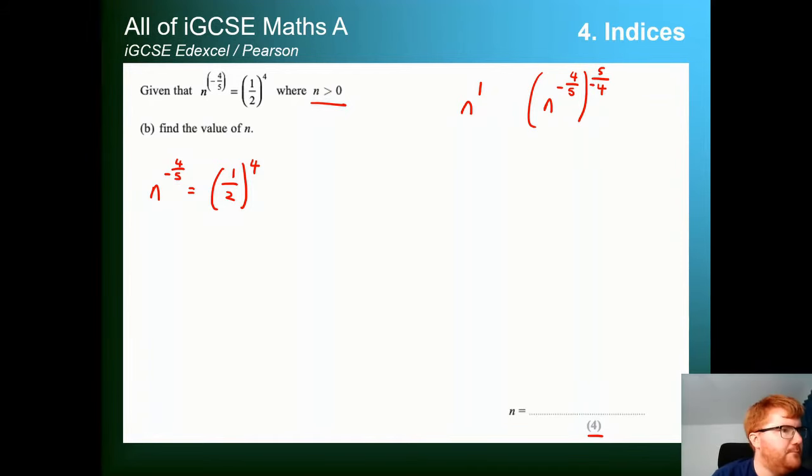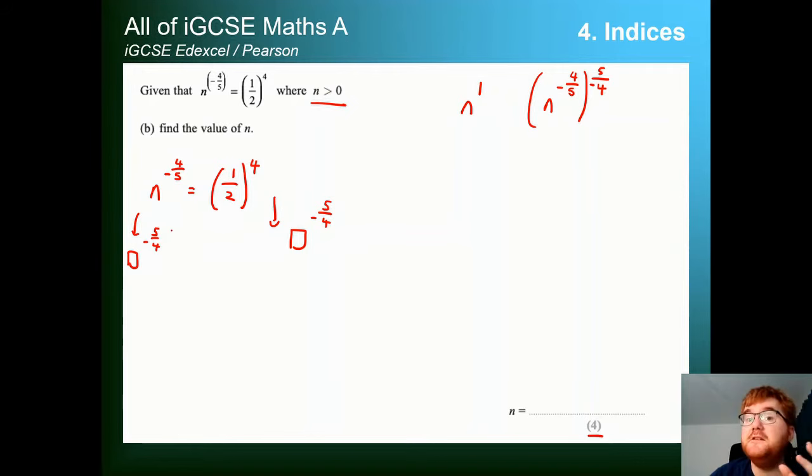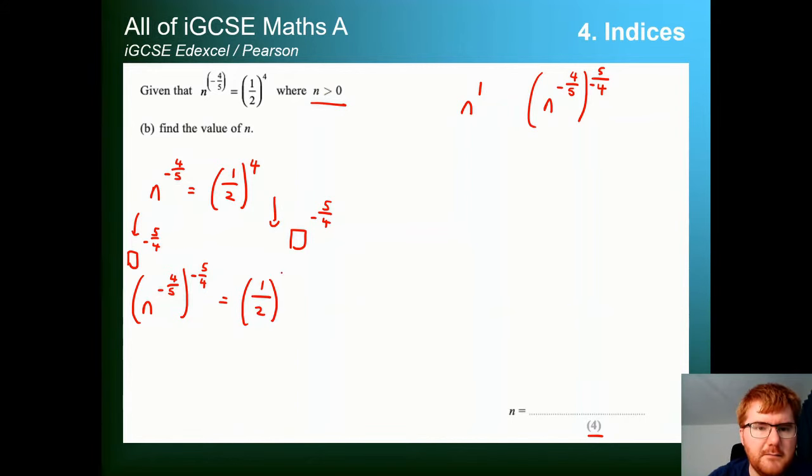So I'm kind of working backwards. I know what I want, but then I need to think, what do I need to multiply that minus 4/5 by so that it gets to something that I want? So what I'm going to do here is raise both sides to the power of minus 5 over 4. It's not a process you see that often. But hopefully you see the logic of it, and you'll see this in a later step where we actually just get n to the power of 1 on its own. So as long as you do the same to both sides, everything is fine. So n to the power of minus 4/5, all to the power of minus 5 over 4, is equal to a half to the power of 4, all to the power of minus 5 over 4.